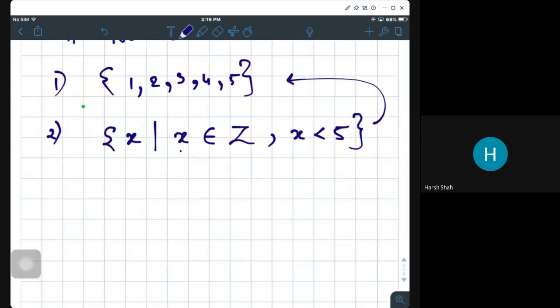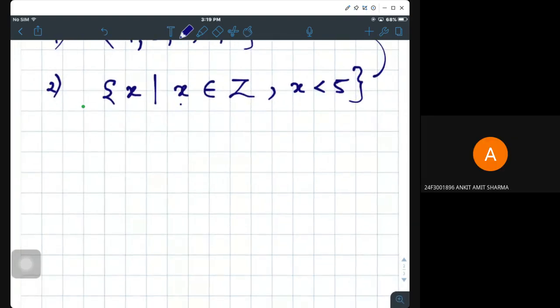Is this fine? Yes, yes, yes. Then we have set theory. Now, what does set theory say? Anyone who would like to volunteer for this?